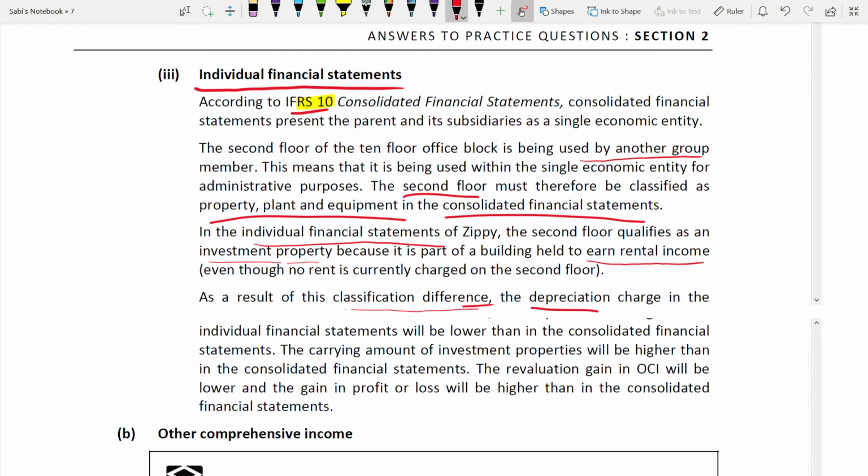So the depreciation charge in the individual financial statements will be lower than in the consolidated financial statements, right? Definitely will be lower. That means in the consolidated, depreciation will be more. How? Because in the consolidated it is recognized as PPE, no? So for PPE you are calculating depreciation. But in the individual financial statements, because you are writing it as an investment property carried at fair value, no depreciation is charged. So no depreciation in the individual financial statements because it is investment property, but in the consolidated because it is PPE, depreciation is there, therefore it will be higher.